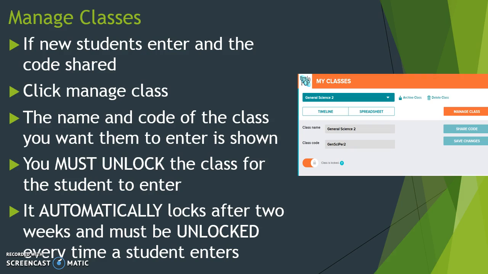If new students enter after the initial 2 weeks that you set up a class, you need to give them the class code, as you did for all your other students, the same code. However, here you must unlock the class code. BrainPop automatically locks the class code after 2 weeks in order to maintain security. So every time a student enters, if it's longer than 2 weeks since it was last unlocked, you must re-unlock it.